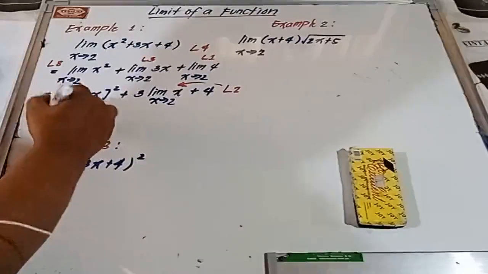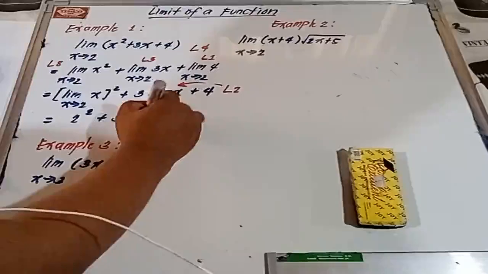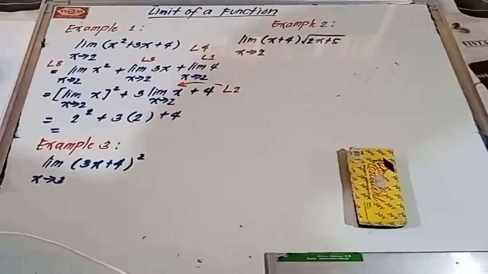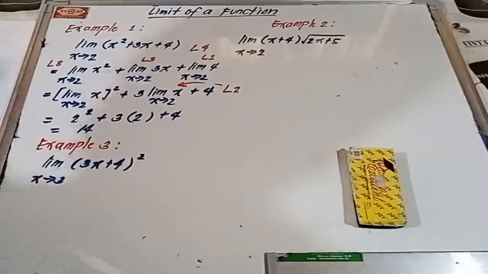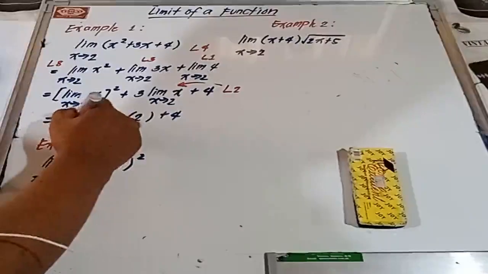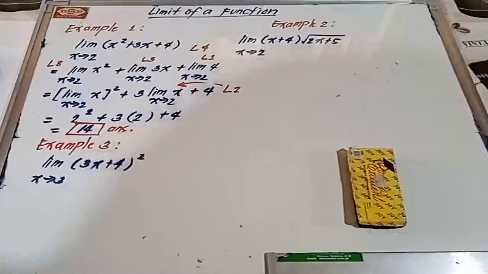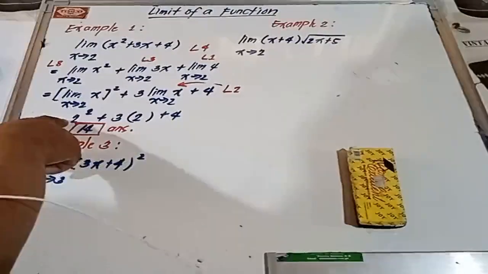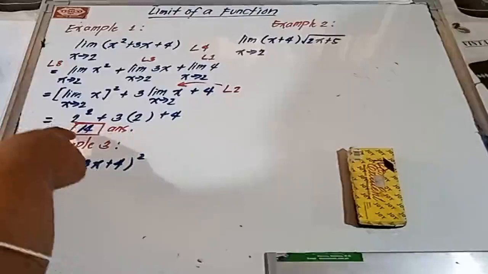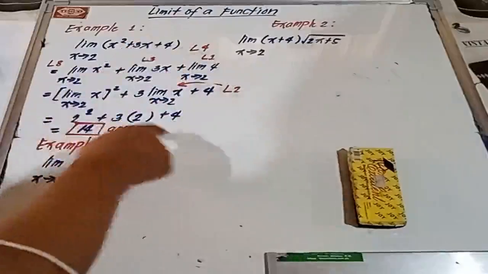Then, substitute na natin. We have here 2 squared plus 3 times 2 plus 4. Therefore, this is equal to 4 plus 6, 10, equal to 14. So, the limit of this function as x approaches 2 is equal to 14. Ganun lang kadali. Pero pwede bang direct substitution? Yes, pwede po. Pag nag-direct substitution ka using x equal to 2, you're going to get the same result: 2 squared plus 3 times 2 plus 4 is equal to 14.